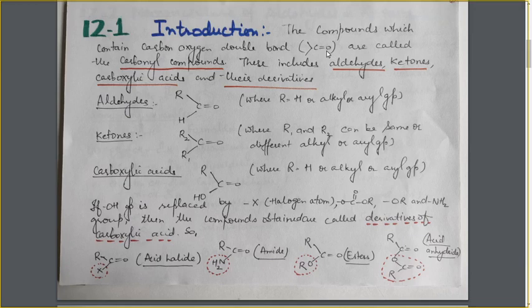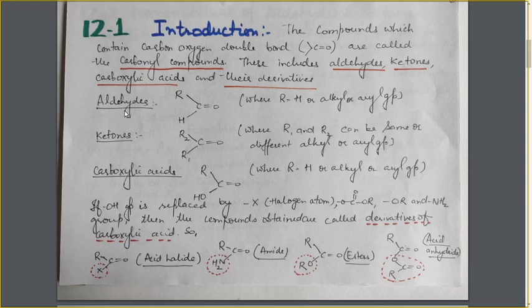And which compounds come in this category? They are aldehyde, ketones, carboxylic acid and acid derivatives. So, the compounds which are included in this chapter are collectively called the carbonyl compounds. And why are they called so? Due to the presence of this C double bond O group, that is carbonyl group. Now let's see what are the structures of these compounds.